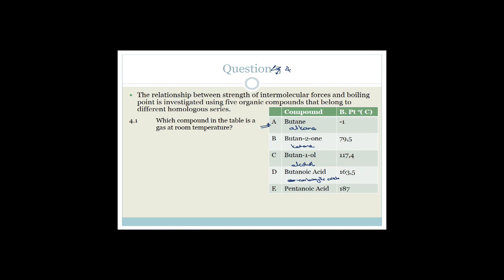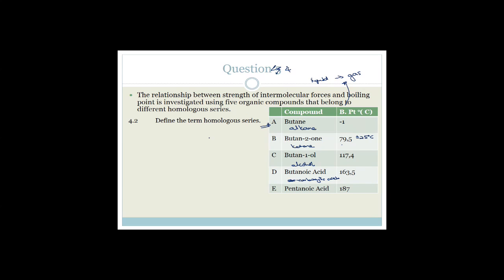Why? Because this is the boiling point, and the boiling point is the temperature at which we go from liquid to gas. And this is in degrees Celsius, right? So 79.5 degrees is quite a lot warmer than room temperature. Room temperature is approximately 25 degrees Celsius, okay? So this is a lot warmer than room temperature. So this is going to be liquid. All of these are going to be liquid at room temperature. This is a gas at room temperature.